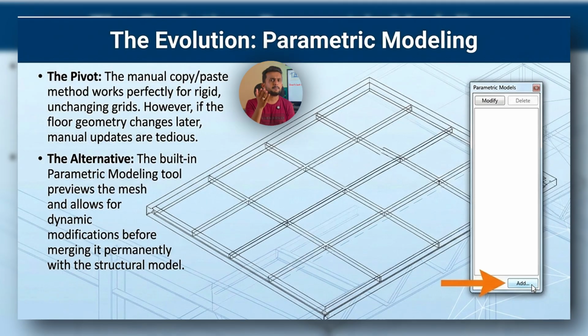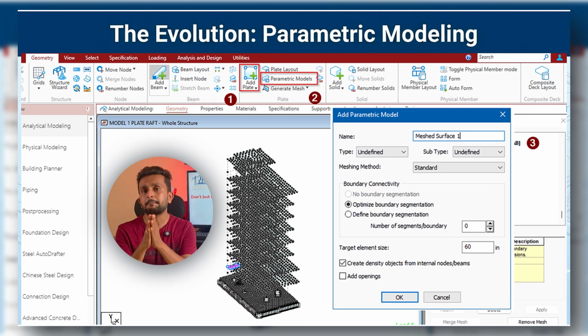You can check out this parametric model segment as well from the geometry tab. Select parametric models, then add. Then you have to name the mesh model, useful if you have multiple floors to mesh in the same project. And now draw the outer boundary of the area.